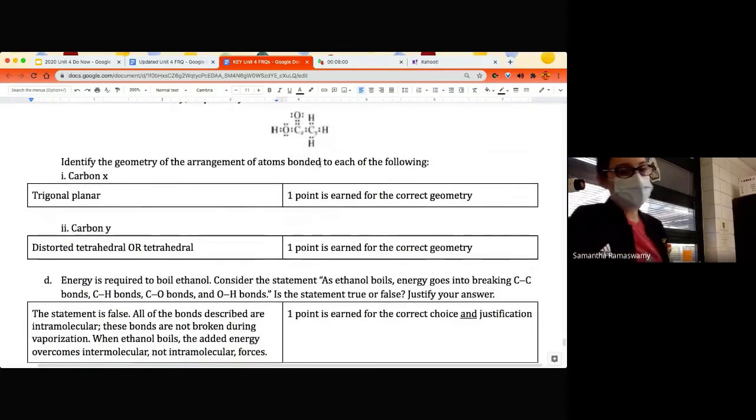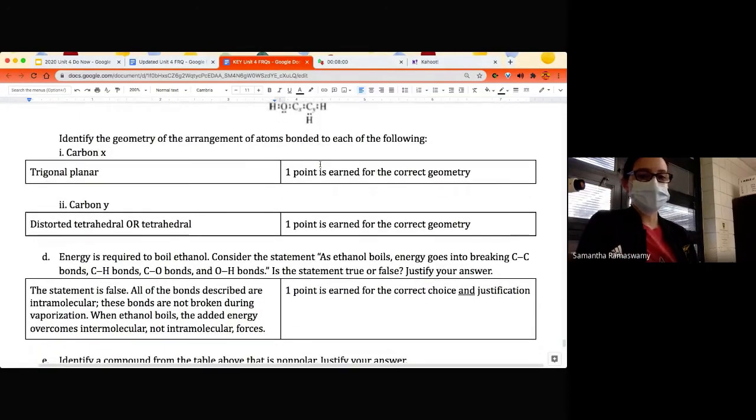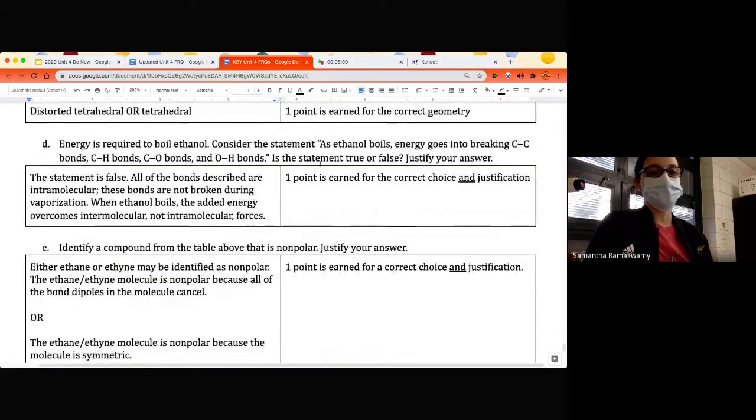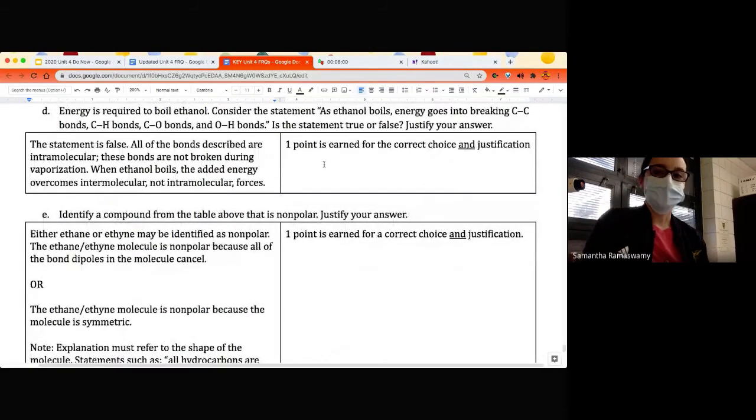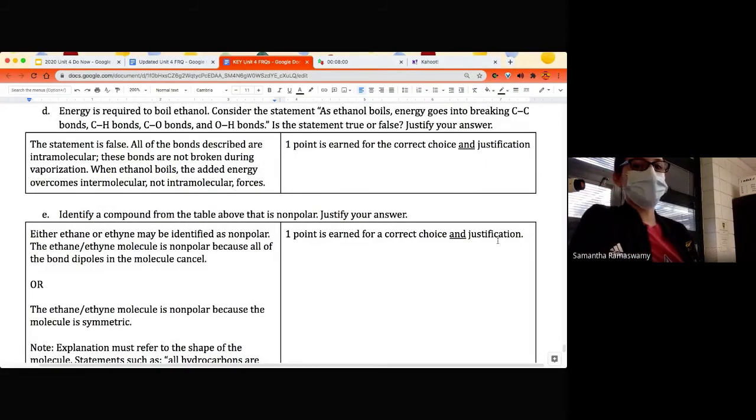Part D, so now we're getting into the intermolecular forces. Part D says energy is required to boil ethanol. Consider the statement. As ethanol boils, energy goes into breaking a CC, CH, CO, and OH bonds. Is this statement true or false? Justify your answer. So this is now the 2nd or 3rd time you've seen something like this in a free response question. So you should say the statement is false.